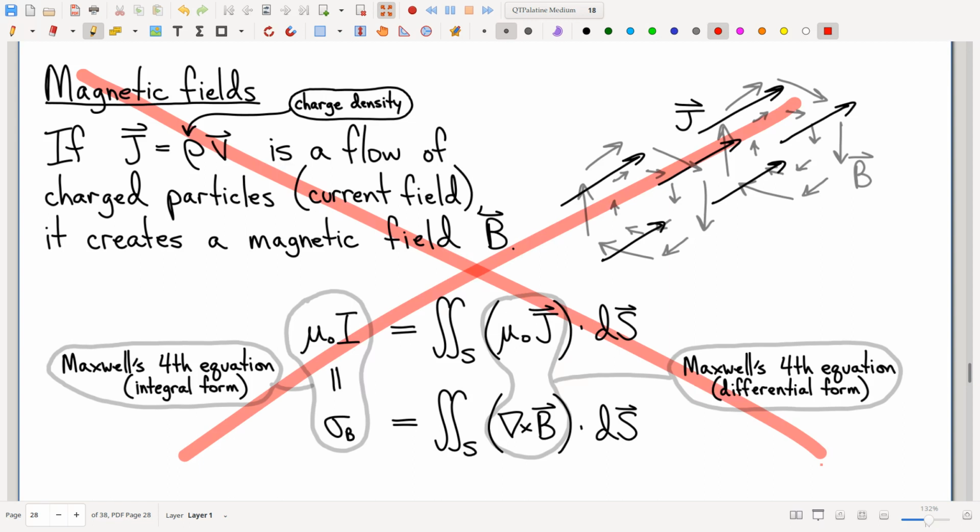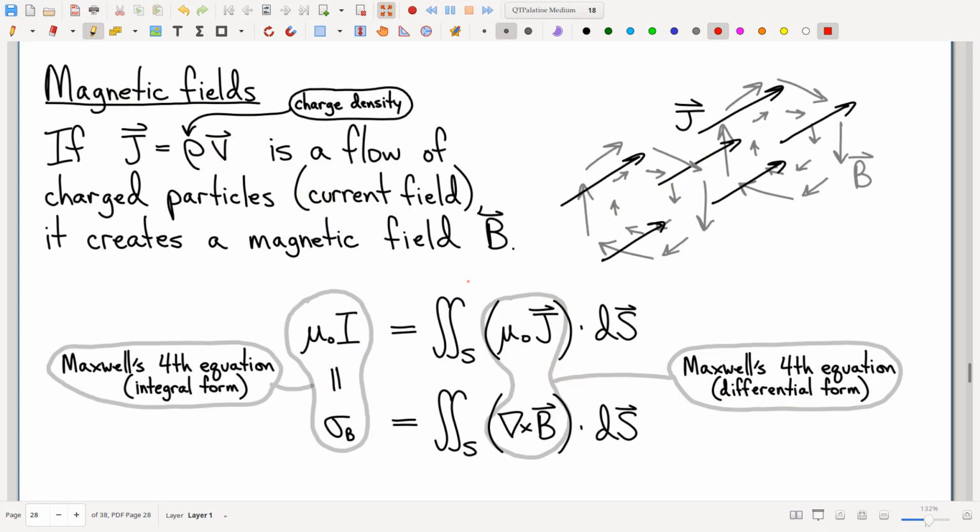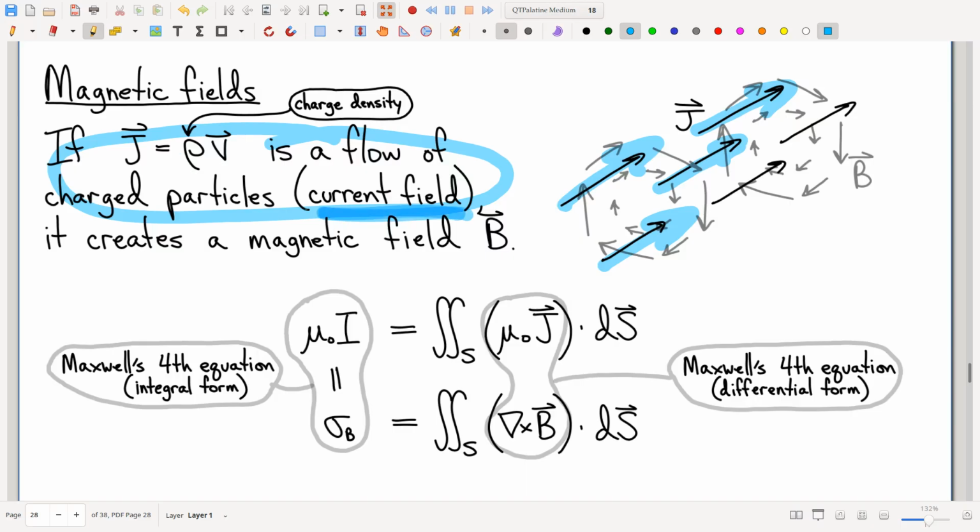That said, this is in your physics future if you're an engineer, or it might be in your physics past, I suppose, depending on when you took which courses. But it's a pretty neat thing to know, and I'm going to be super quick, but if you have a flow of charged particles, that's what we call a current field, right? Just a fact of the physical world is that this creates this thing called a magnetic field, represented by the letter B. I don't know why.